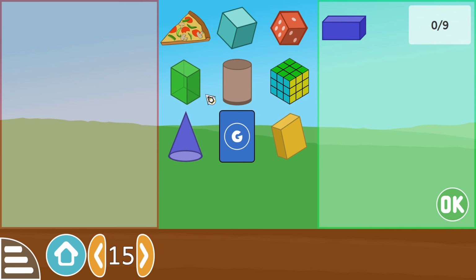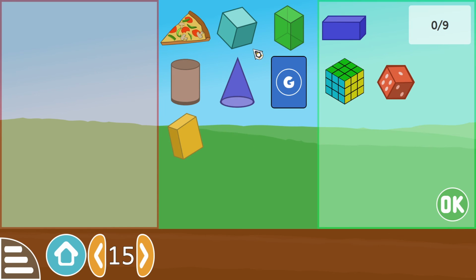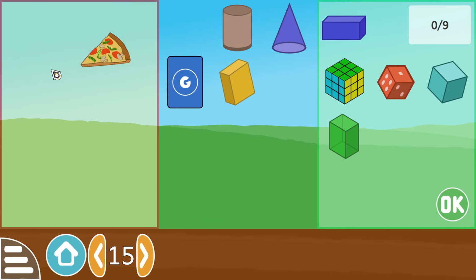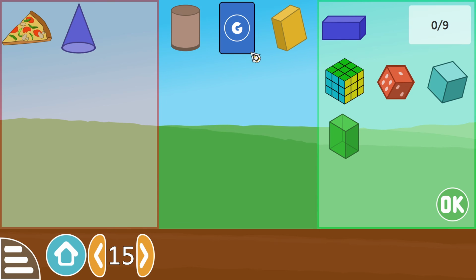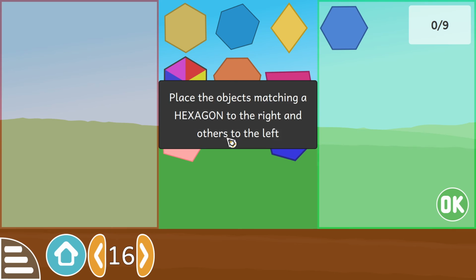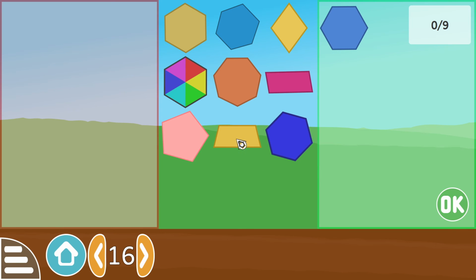And the cuboids, so it looks like a cube but longer. I think cuboid is a general term, so it can include actual cubes, but it doesn't include cones, slices of pizza, cards, and cylinders. Not sure if the edges of this one are straight enough, but I'm gonna put it over this side and see. No, it counts. And hexagons have got 6 sides.